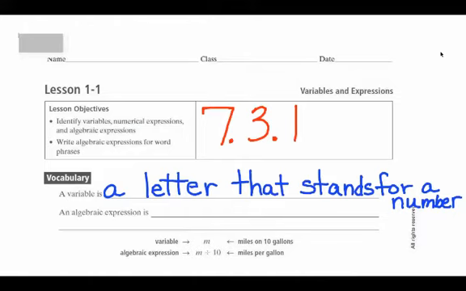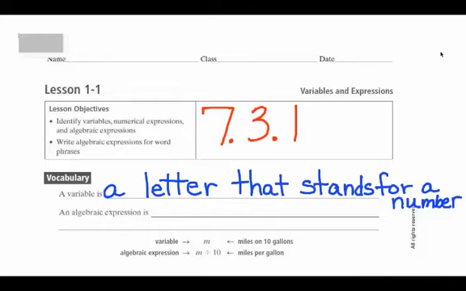Now we're going to write the definition for a variable. A variable is a letter that stands for a number. Now, back when you were in elementary, first or second grade, your teachers may have given you papers where there was a triangle plus 1 equals 4, and you figured out that the triangle is 3. You were doing algebra back then. We just didn't call it that.